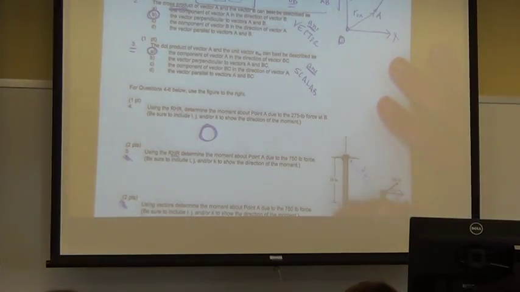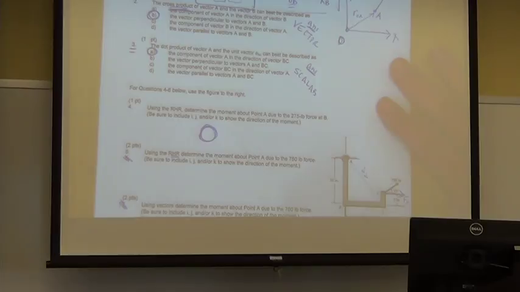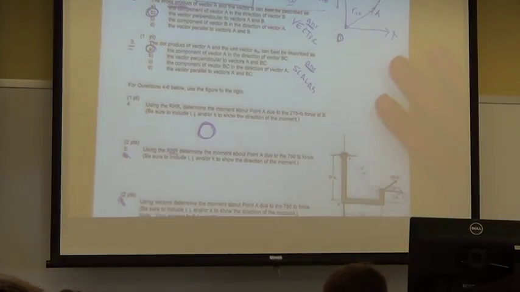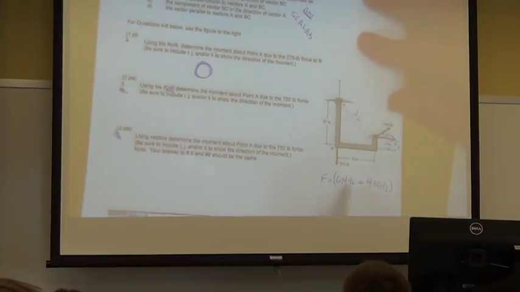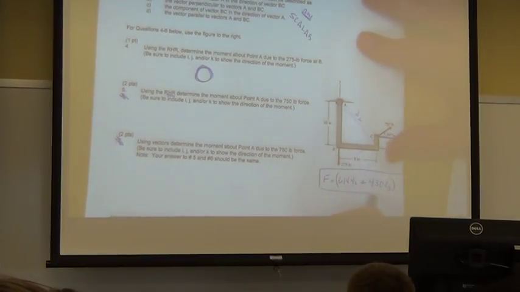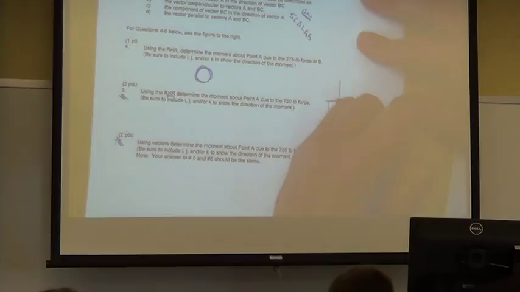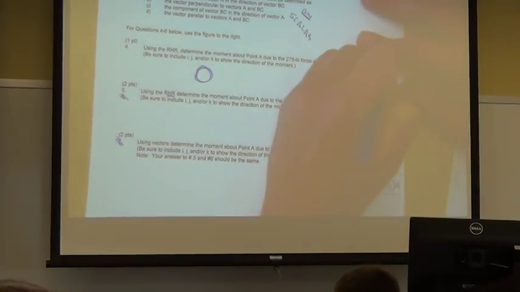So tell me what Fx wound up being. What was Fx? 614.4 i. And what was it in the j? 430.2. Okay, is this the answer right here? No. Why is that not the answer? Units. You've got units. So it's 614.4 in the X and 430.2 in the Y.